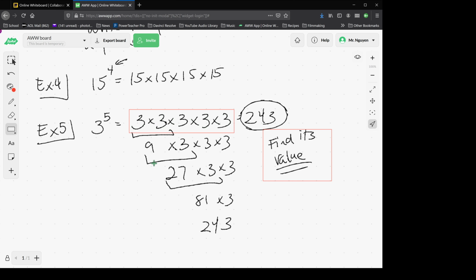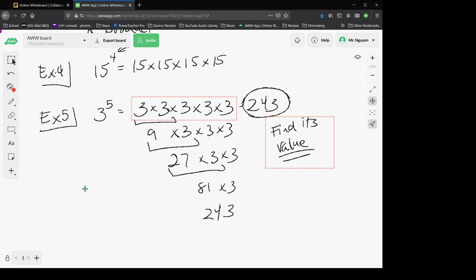If it says write the power as a product of the same factor, this is what you do. But if it says then find its value, then you multiply everything. Okay, hopefully that's clear.